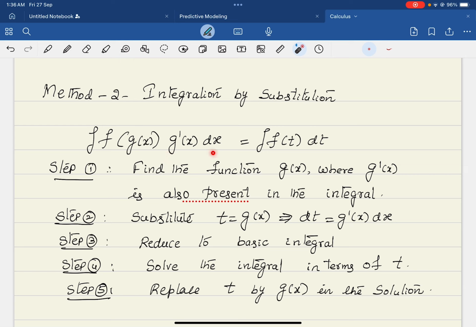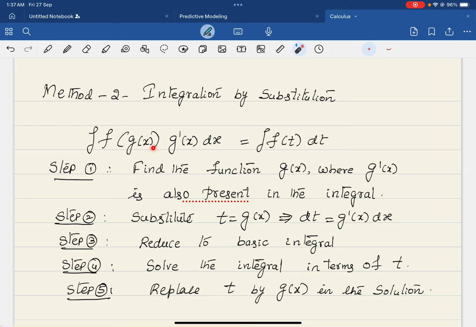dx is also there, suppose. Then we write g of x as t, and then g dash of x dx becomes dt. This is how the basic integral formula is changed in terms of t. So what are the steps involved in the substitution method? Step 1 is to find the function g of x, that means the innermost function, where g dash of x is also present in the integral.